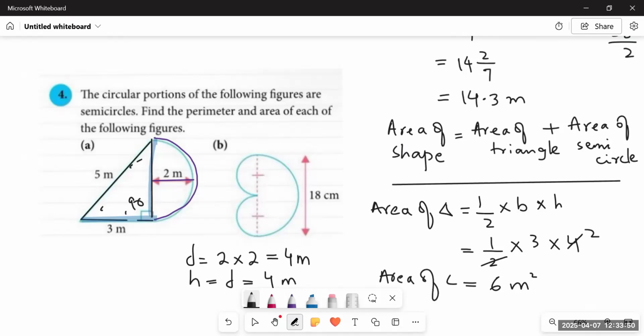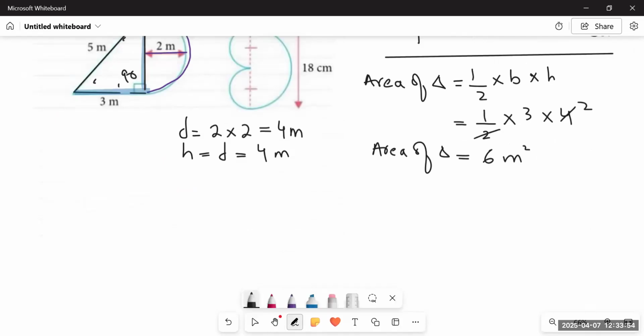Next, we have to find the area of the semicircle. And how do we find the area of the semicircle? By simply applying the formula pi r square divided by 2. Why do we divide it by 2? Because it's not a complete circle, it's a half circle. So the area would also be halved.